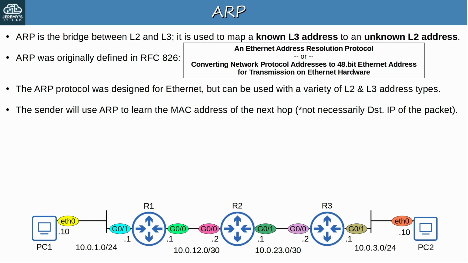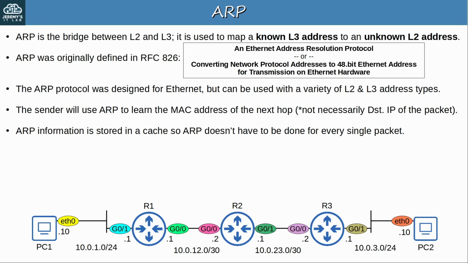For example, in the network below, when PC1 wants to send a packet destined for PC2's IP address, it won't use ARP to learn PC2's MAC address. It will use ARP to learn the MAC address of R1's G0/1 interface, its default gateway.